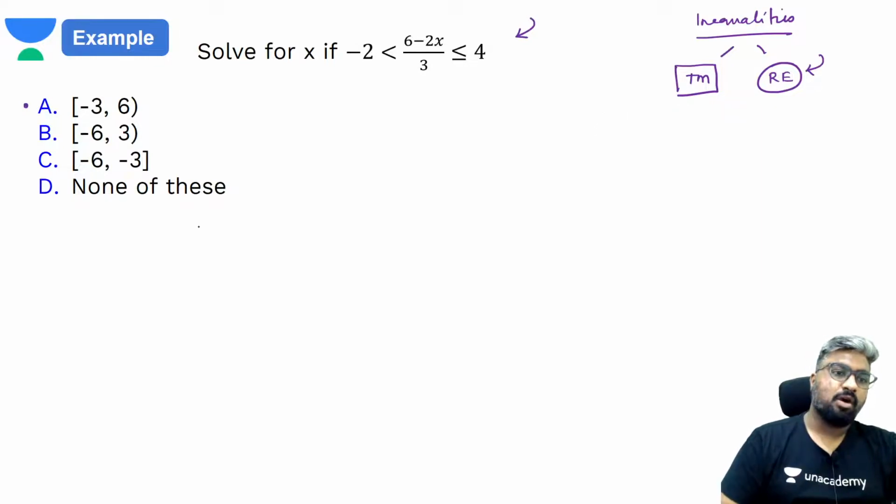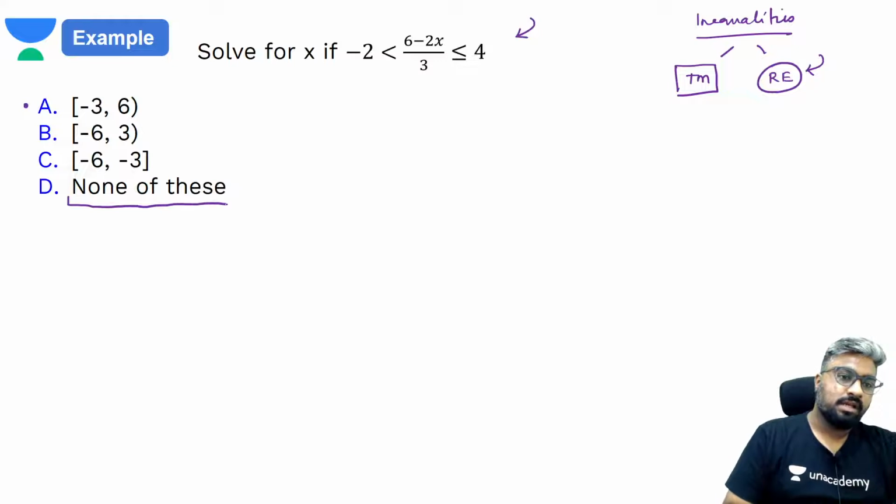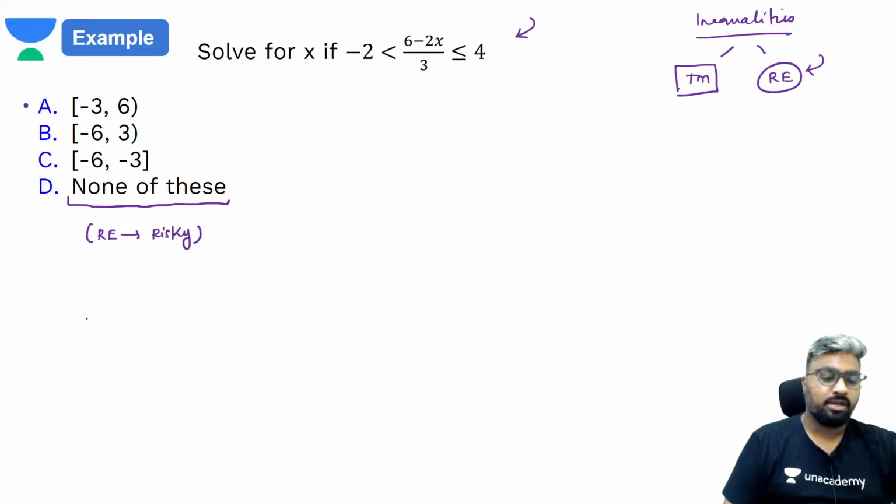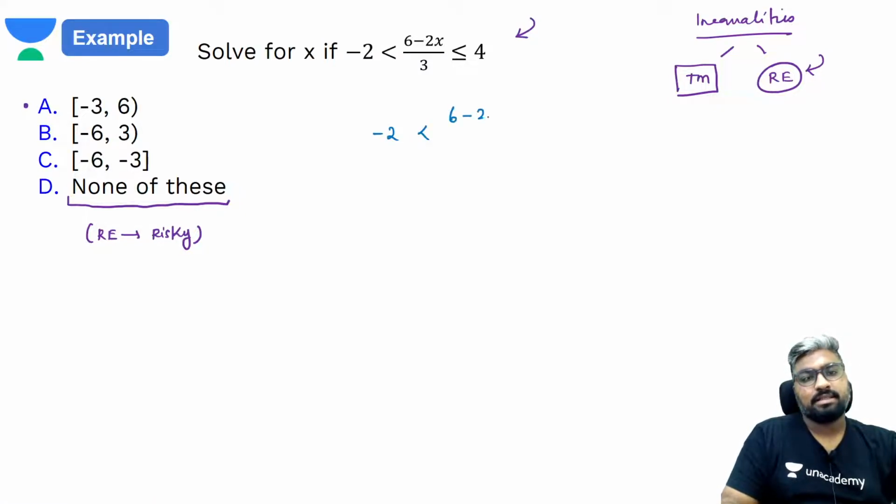Okay, so always keep in mind, whenever there is none of the above, reverse engineering is risky. You might be putting yourselves at risk when you do reverse engineering when you have none of these. Okay, let's do this in the traditional method first. So what do we have? Minus 2 is less than 6 minus 2x by 3, which is less than or equal to 4.